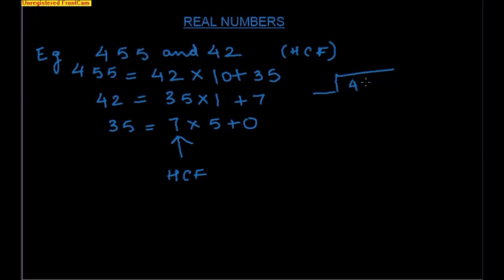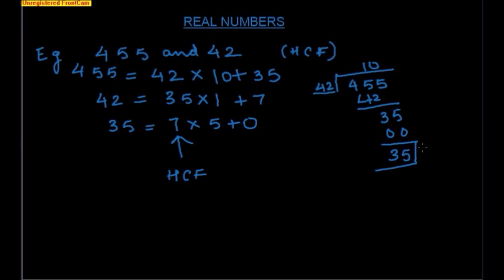We write 455 here and 42 here. I write down 10 and I get 420, and the remainder 35. This is the division that we have done for 455 divided by 42. This is the quotient. So we write 455 here as 42 into 10 plus the remainder 35.